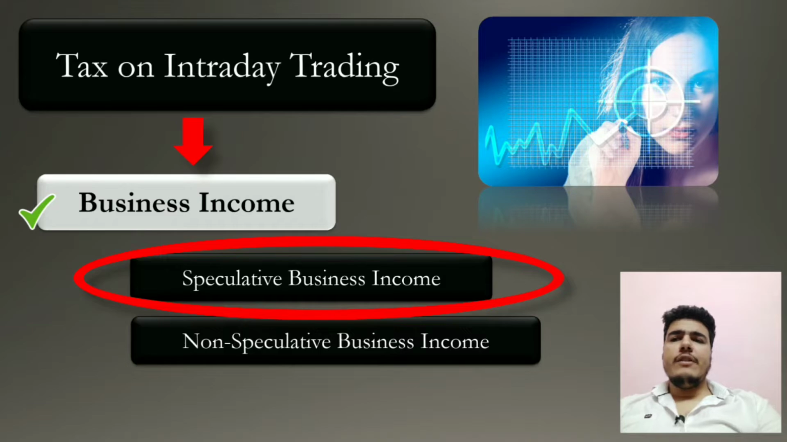Now let's try to understand what is the need of bifurcating this business income into 2 parts: speculative business income and non-speculative business income, and what is the need to specify income from intraday trading as a speculative business income, right? Because we can just say it is a business income and taxed as per slab rate, but what is the need to specify speculative business income? So let's try to understand this.